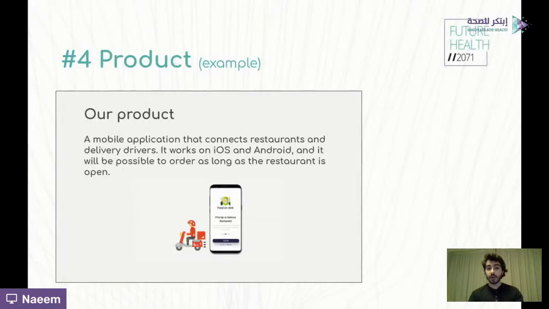And moving on, our product is a mobile application that would connect restaurants and delivery drivers. It will work on multiple platforms, and it will be possible to order as long as the restaurant is open. Now, our application went through several stages of development. We're going to use Java to code the application, and we're going to make sure it's accessible given the internet condition in my country.